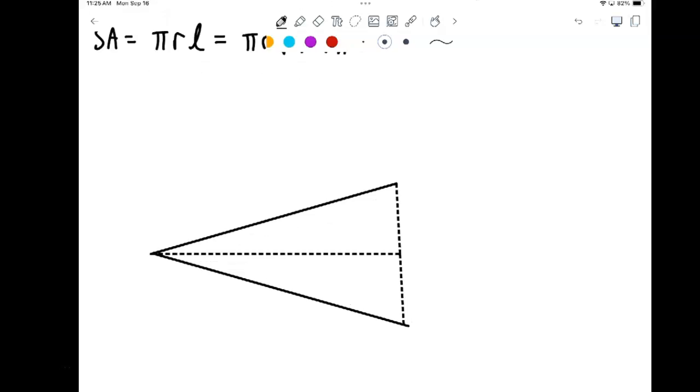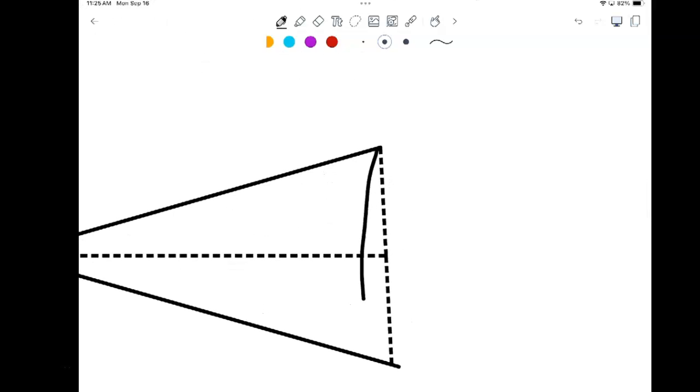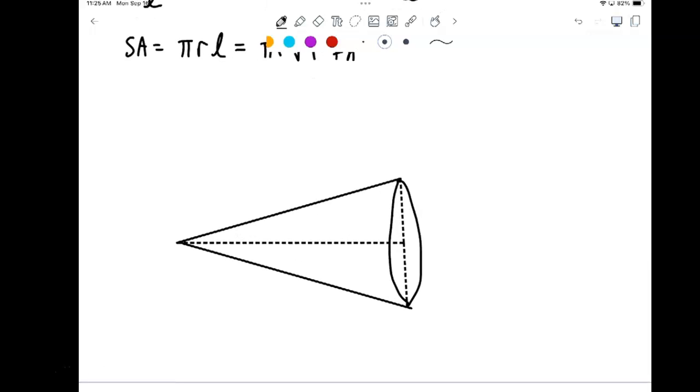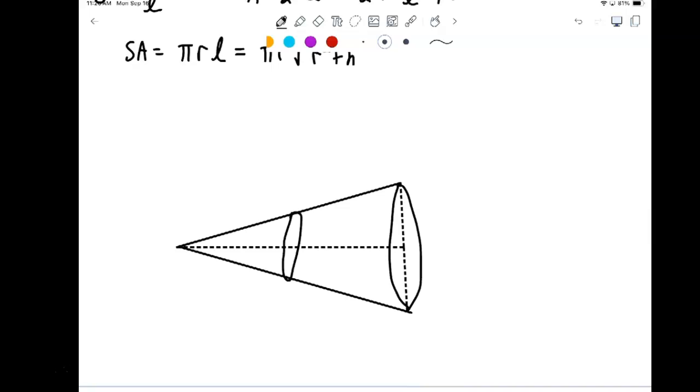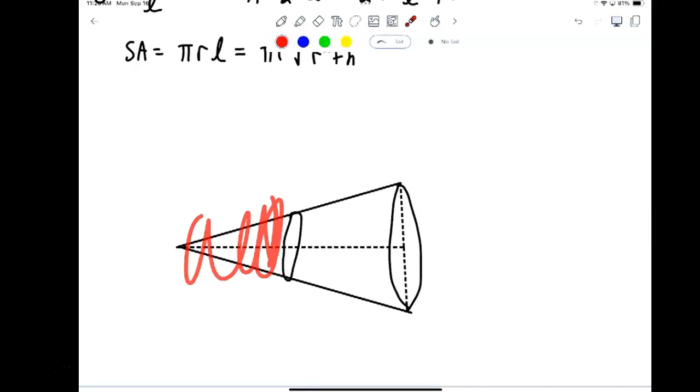Okay. And so now I have my cone. Then what I'm going to do is take the cone and chop it off, so that we basically chop the top part off the cone, so that we just have this shape here.